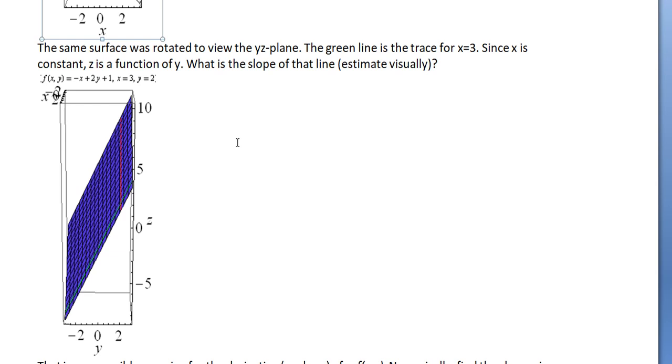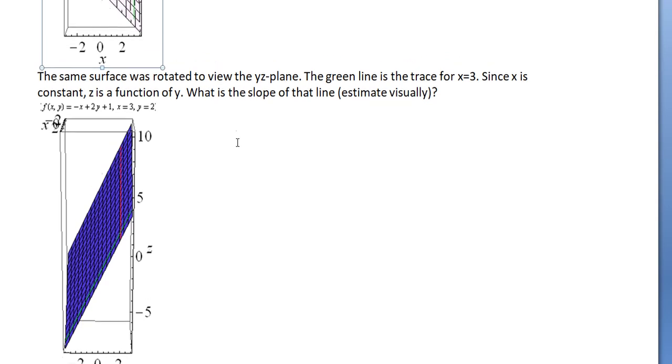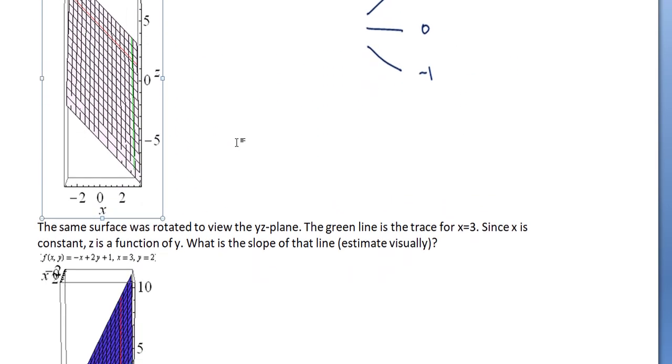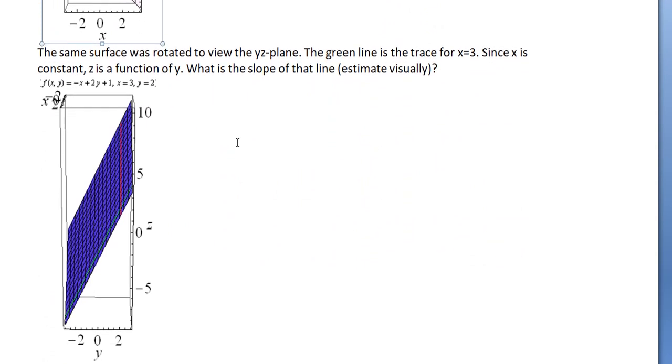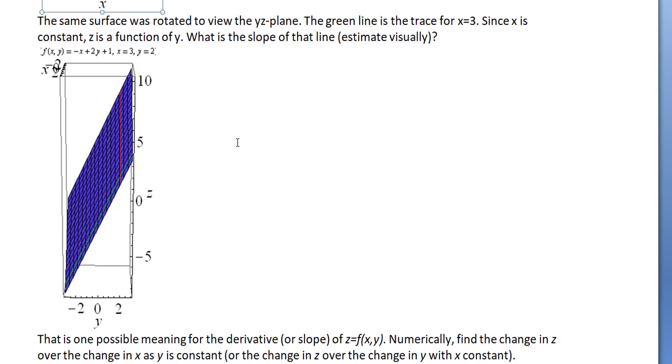So what is the slope of that line, visually estimating? Using our little key, it's certainly steeper than a slope 1 line. So it's bigger than that, and we could approximate that the slope is 2. So the rate of change of z with respect to y here, we could say maybe it's about 2. And that's a visual estimation.